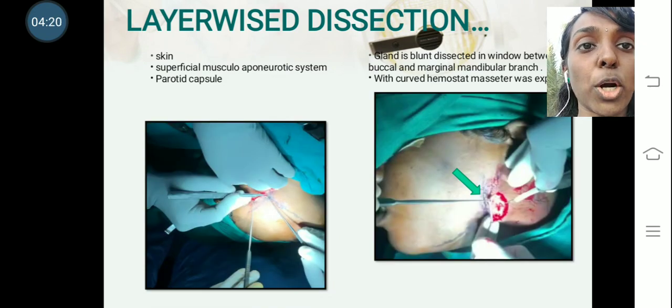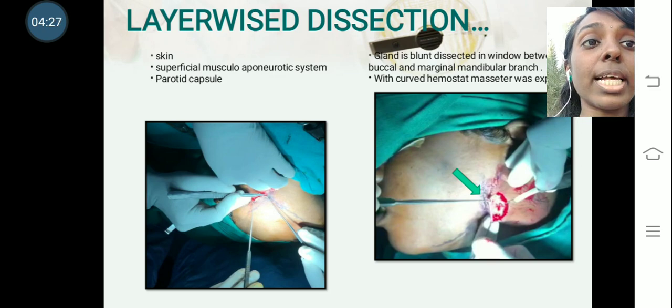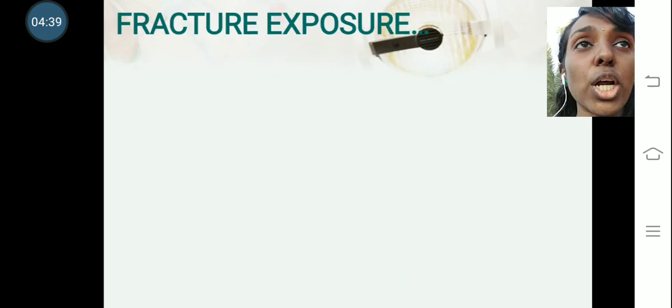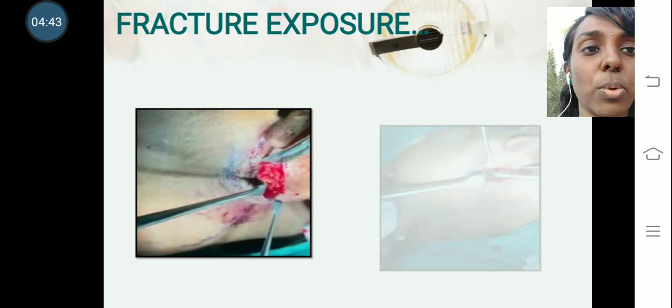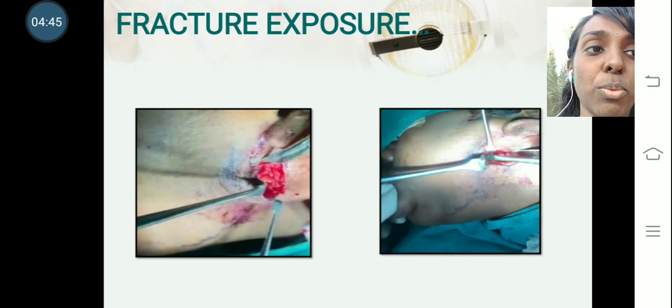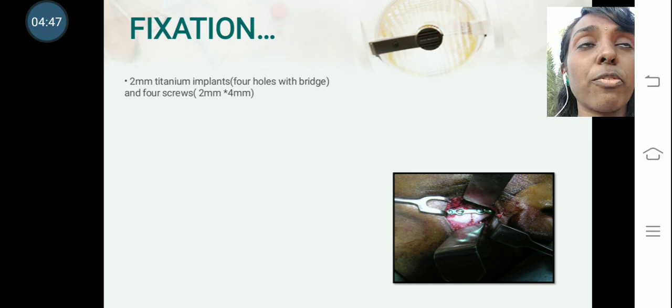While dissecting, the parotid capsule is identified, which is a white glistening layer, and it is dissected. The gland is bluntly dissected in a window between the buccal and the marginal mandibular branch. That is, we are preserving the facial nerve very carefully. With a curved hemostat, the masseter was exposed, the angle of the mandible is exposed, and the fracture site was exposed.